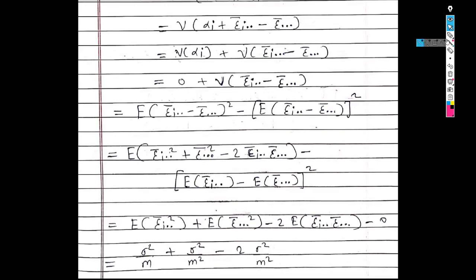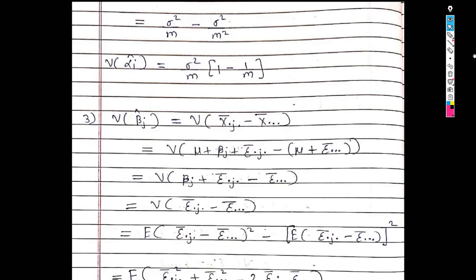So in the next step, the remaining terms are, in this first bracket take this expectation inside the bracket. So we get the expected value of epsilon i dot dot bar square plus the expected value of epsilon dot dot dot bar square minus 2 times the expected value of this epsilon i dot dot bar into epsilon dot dot dot bar, minus this last term, which is 0. So we know that the expected value of this term is sigma square upon m, plus the expected value of this term is sigma square upon m square, minus 2 times the expected value of this term, which is also sigma square upon m square.